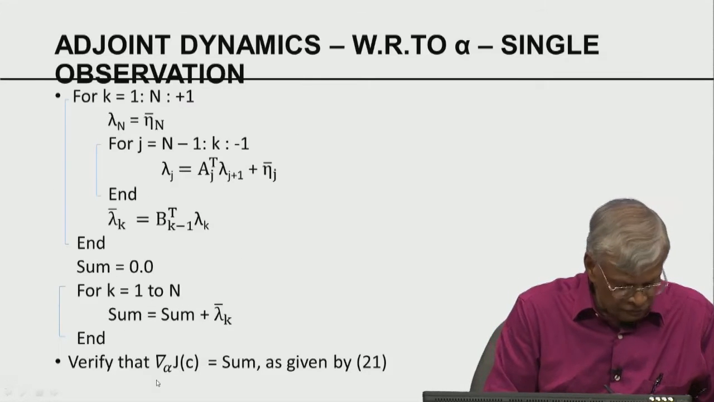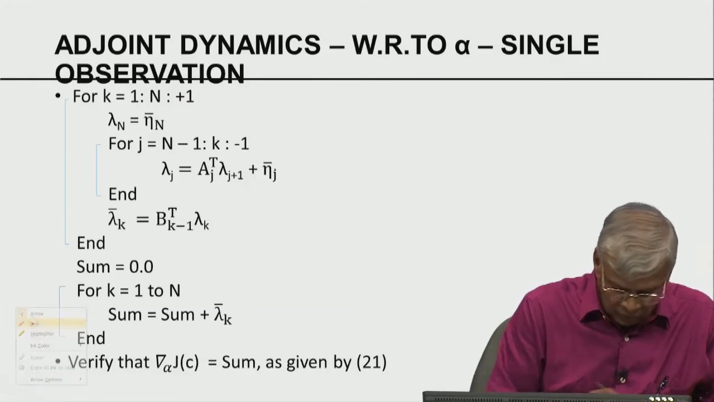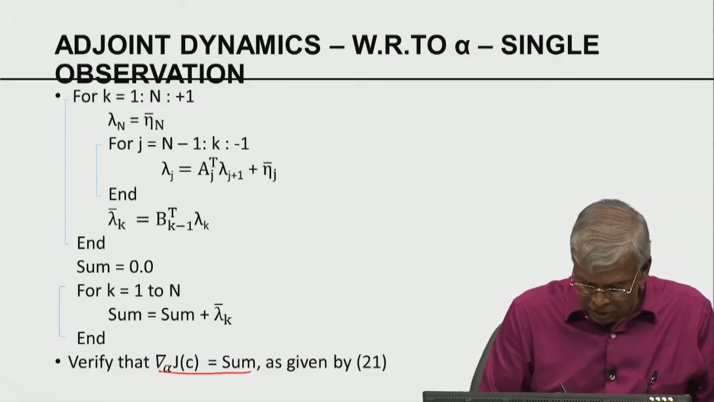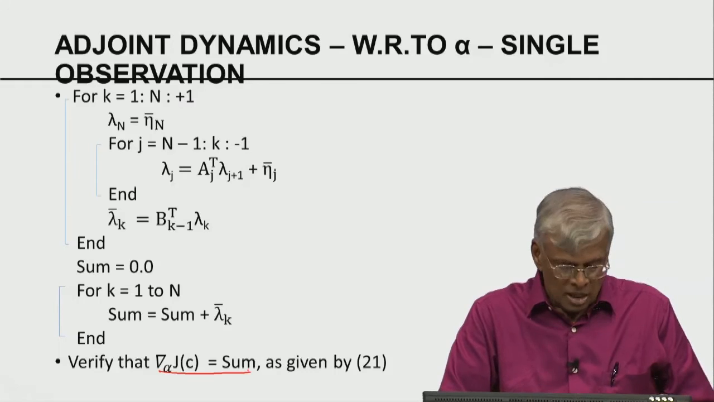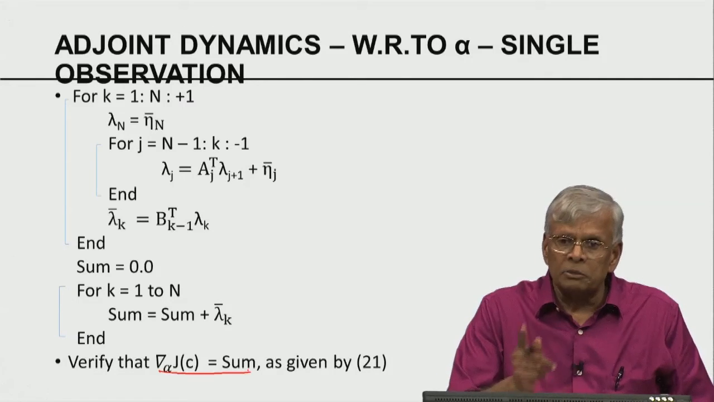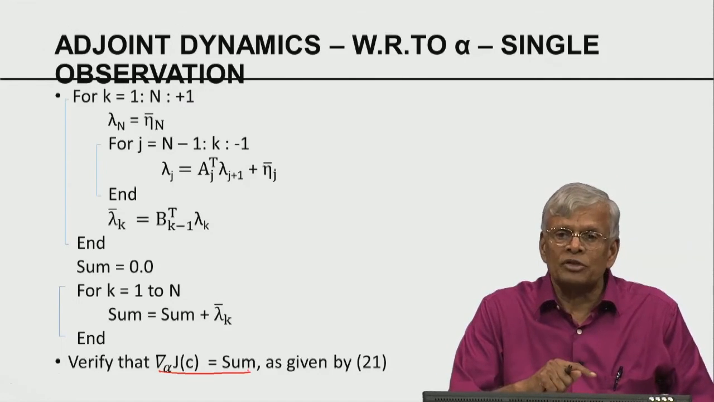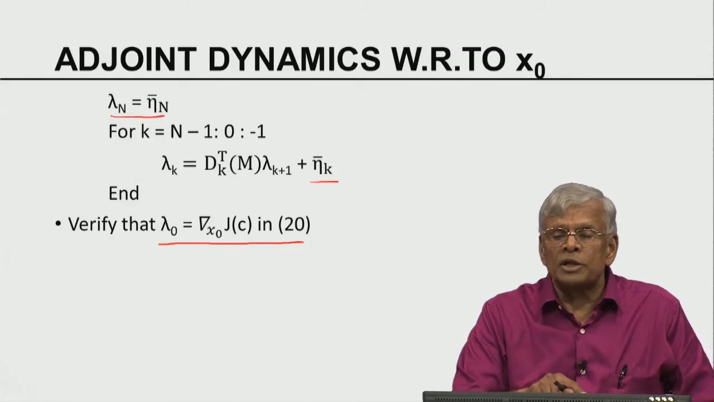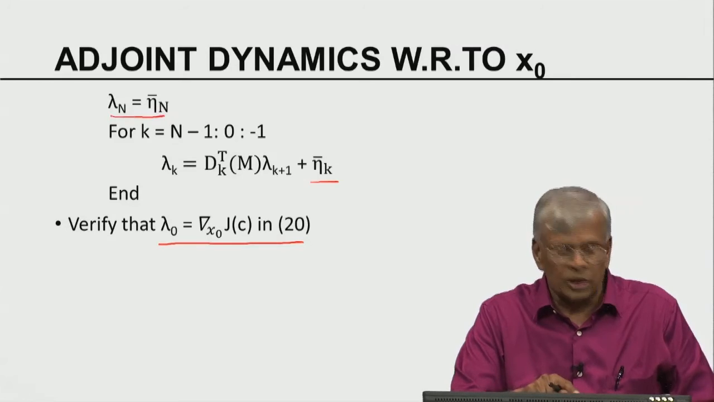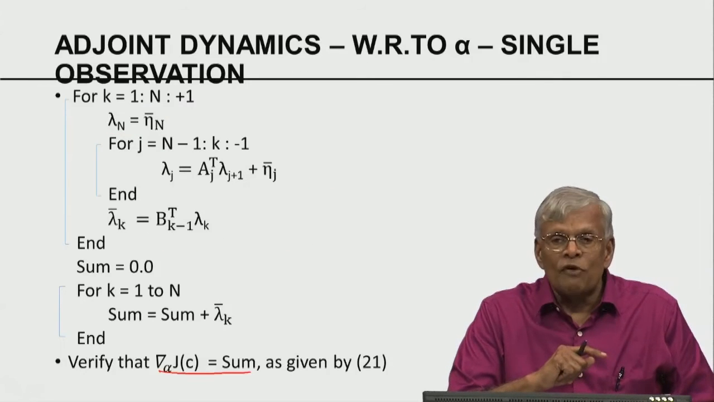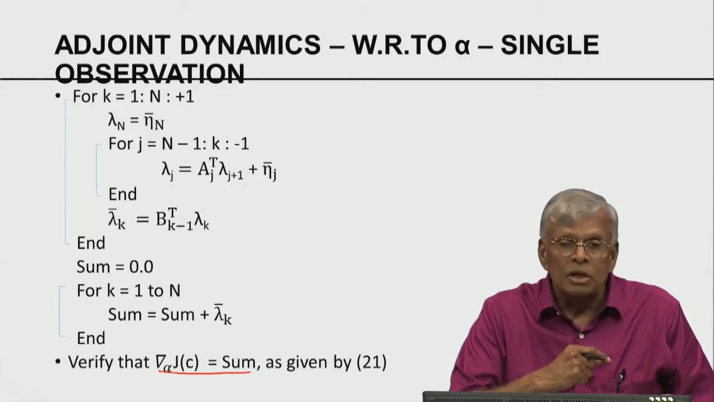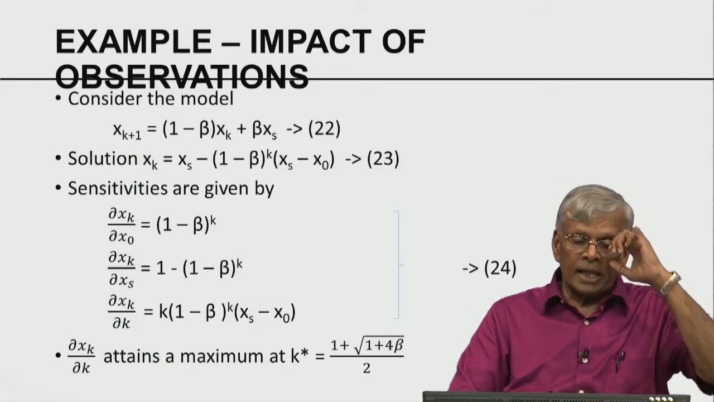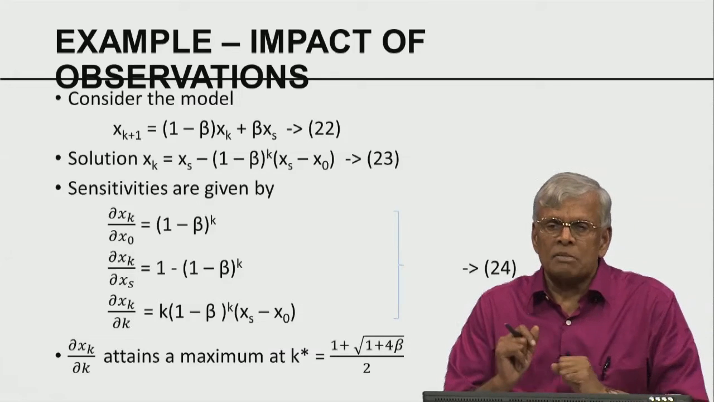So we have given the pseudo code for computing the adjoint sensitivity in the case of multiple observations, both with respect to X naught and alpha. Slide 13 gives the adjoint calculation for multiple observations with respect to X naught. Slide 14, adjoint sensitivity with respect to the parameter. Again, an example. Now I'm going to talk about an example.